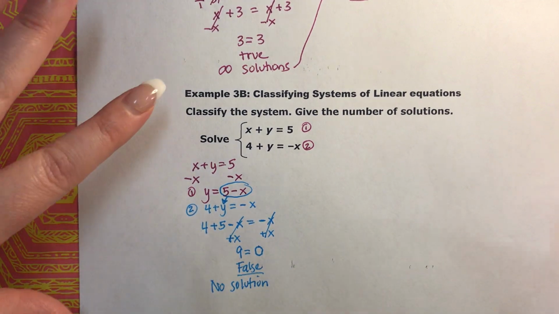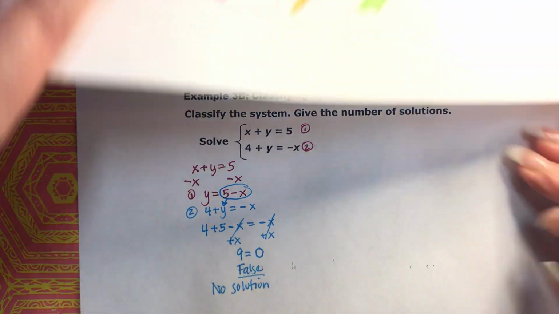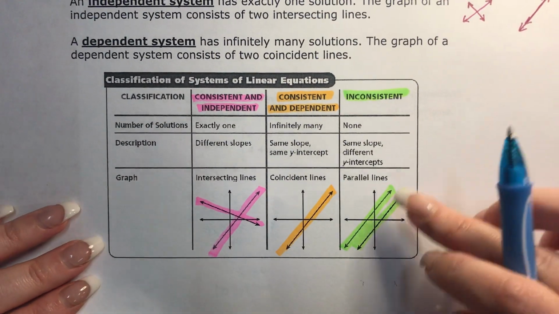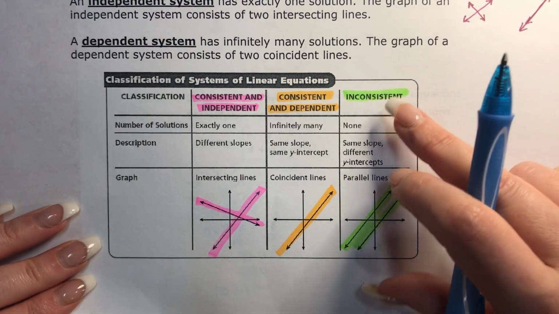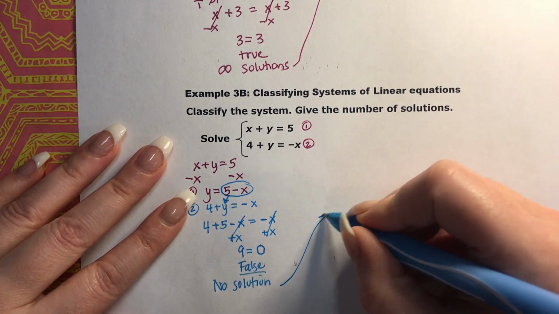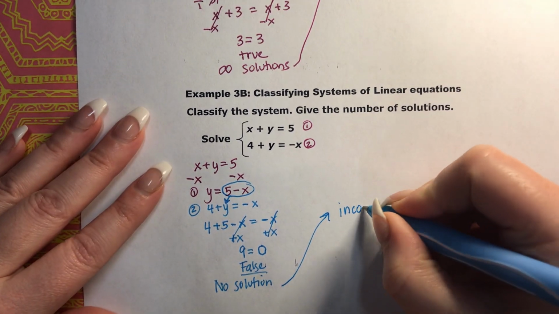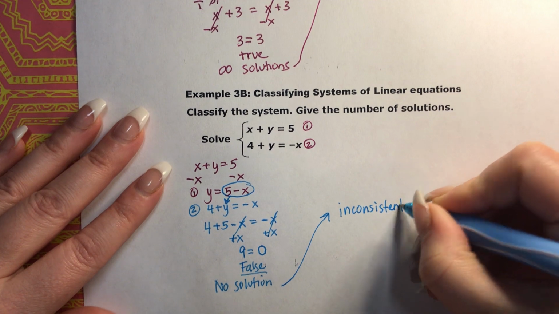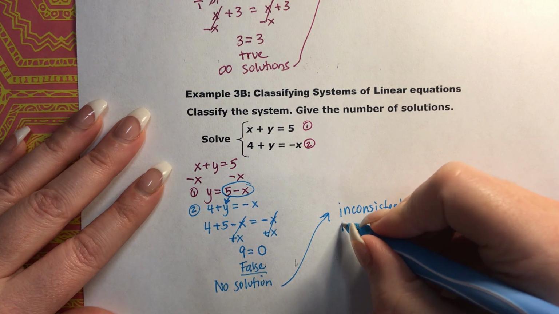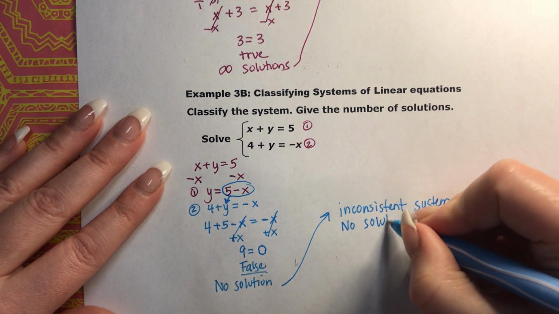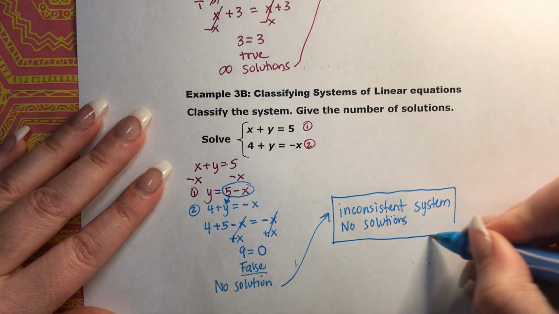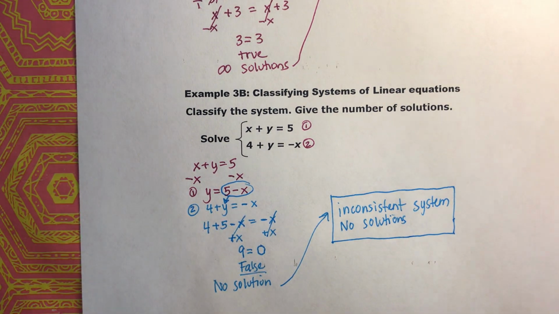right? But what do we have to do? We have to classify the system. So I'm going to go back here. And remember, when we have no solution, that means we're dealing with parallel lines, right? So the classification is that this is an inconsistent system. So write our answer here. Inconsistent system. And then the number of solutions are no solutions. There's none.